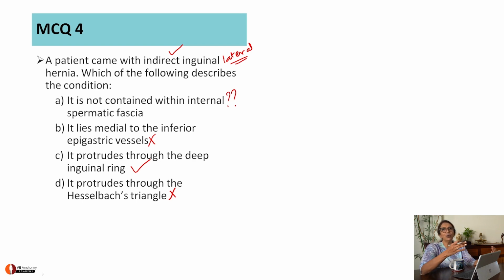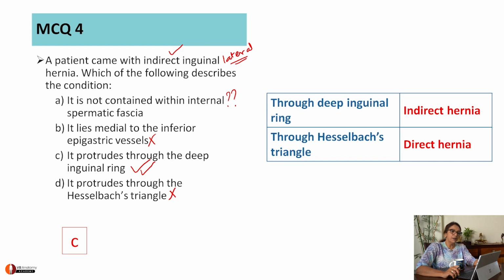So every time you don't know everything about every option. But still you can mark the MCQ if you know your anatomy. We know that indirect hernia always protrudes through the deep inguinal ring. And therefore C has to be the answer. You may or may not know what is internal spermatic fascia. Still, you got the MCQ right. Remember, if it's through deep inguinal ring, it is indirect hernia. If it's through Hesselbach's triangle, it is direct hernia.